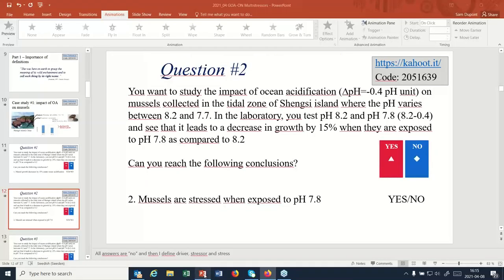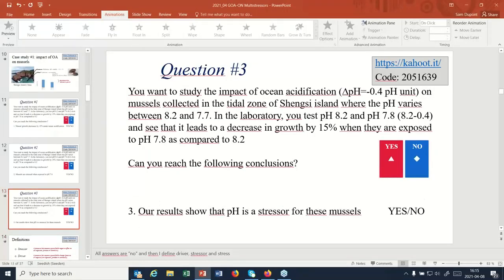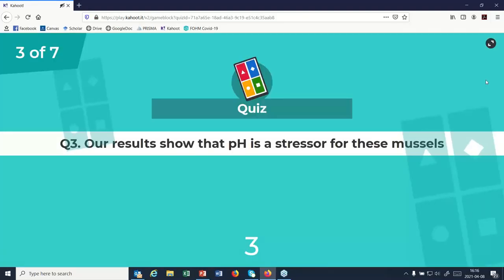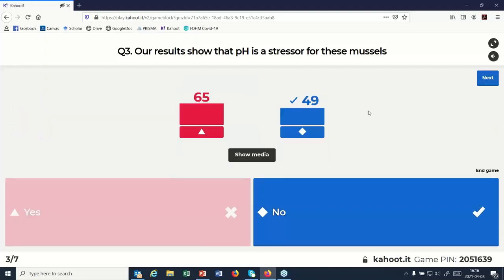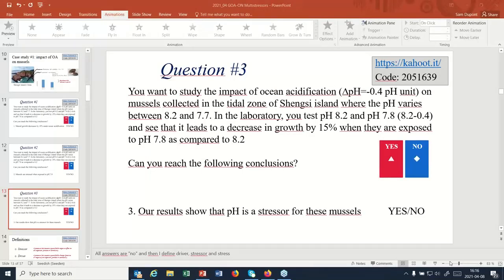And then the last question for this is, can you conclude that the results show that pH is a stressor for these mussels? So let's go. This is fun. All right, 114 answers. So it's a bit of a mix again, with more people saying yes than no. So it's 54% no. So thank you. So we'll come back to Kahoot later so we can continue the presentation now.